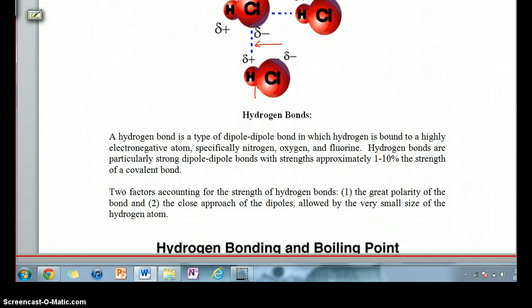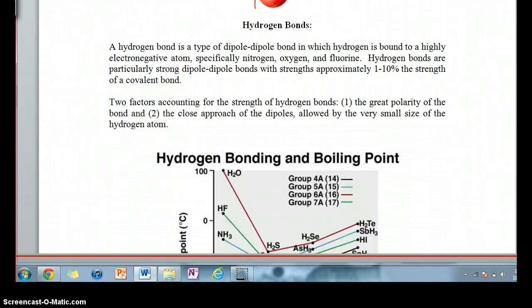Okay, so hydrogen bonds are our strongest type of intermolecular force. In order for something to count as a hydrogen bond, you have to have, obviously, hydrogen, and then in addition to having hydrogen, you have to have nitrogen, oxygen, or fluorine, okay? So hydrogen bonds are a particularly strong class of dipole-dipole force.